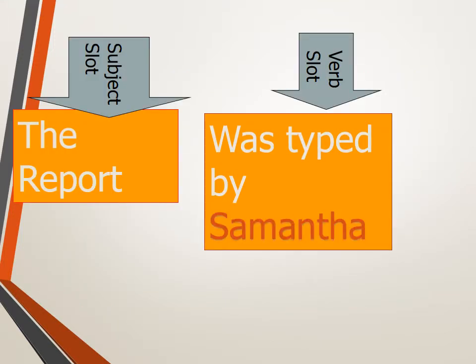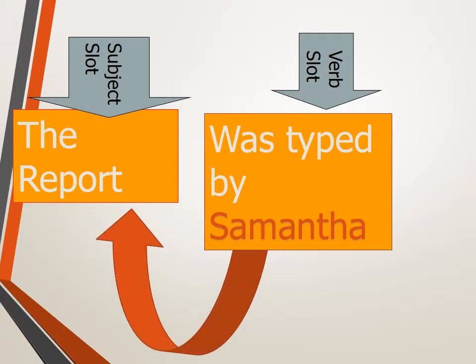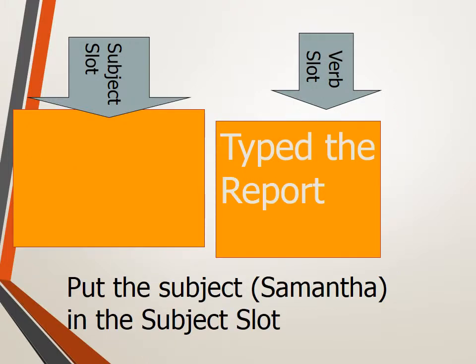Samantha, right? So we need to put Samantha into the subject slot because she's the actor. She's the one doing the action. So Samantha typed the report. Now I know who did it, right? Samantha. And if it was done incorrectly, Samantha's the one we can blame. If it's done beautifully, she gets the credit.